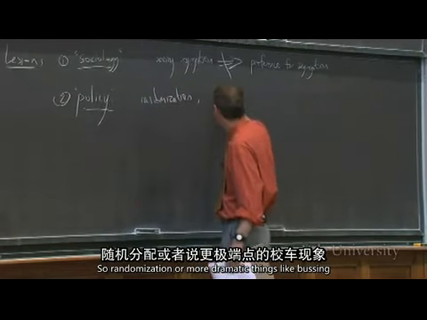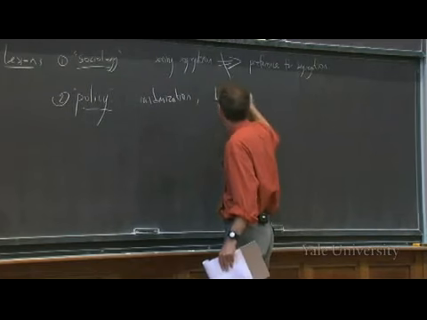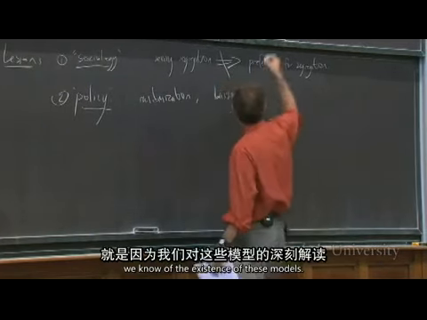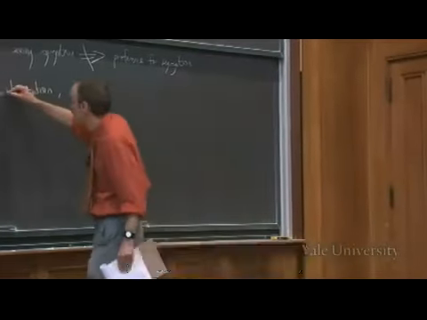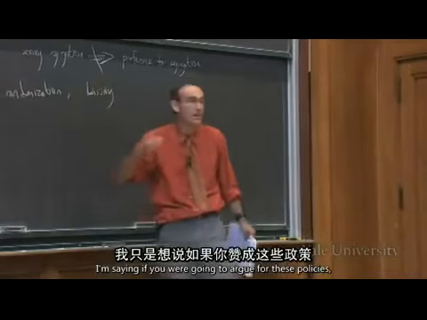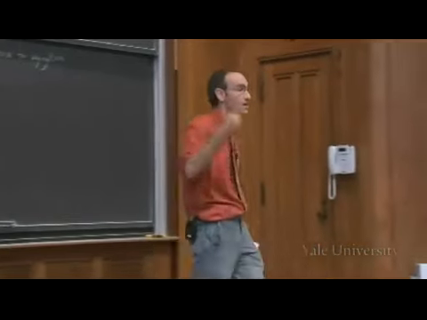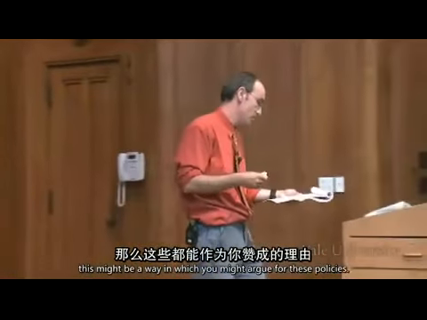So randomization, or more dramatic things like busing, are policies arrived at really because we know of the existence of these models. I'm not saying these are right or wrong. It's not my position to say that. I'm saying if you were going to argue for these policies, this might be a way in which you might argue for them.